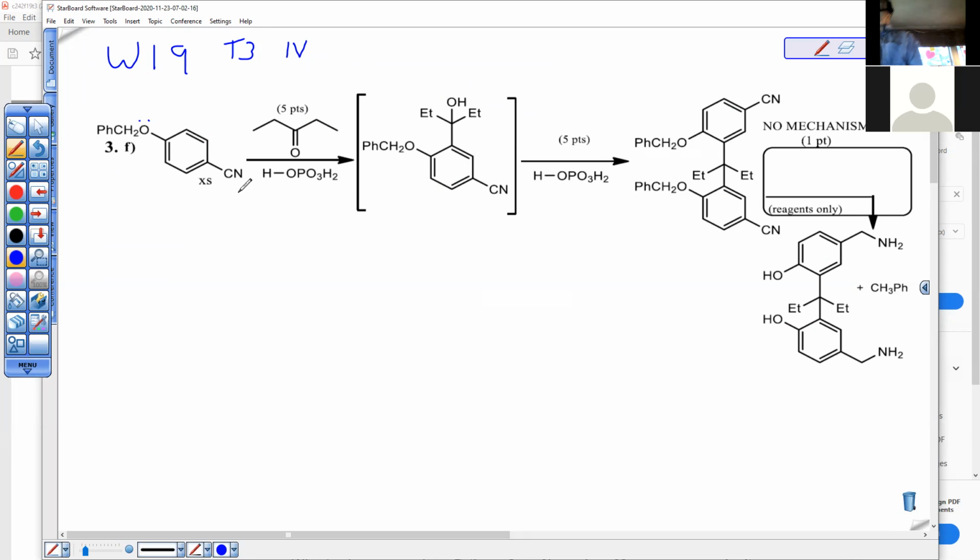Notice I didn't even talk about the cyano. I don't need to talk about the cyano because this is a more powerful directing group. It takes over. This one is almost identical to a review item we did Wednesday. We used acetone instead of this. We made bisphenol A. We protonate that.